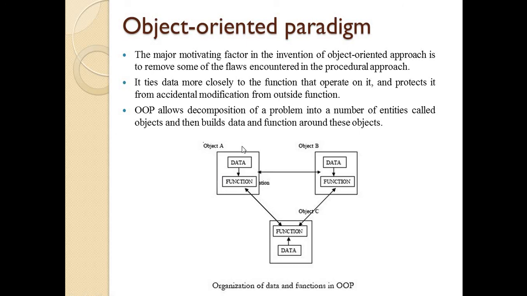Okay, so this is how we follow object-oriented programming. OOPS allows decomposition of a problem into a number of entities called objects, and then it builds the data and functions around these objects. All these objects belong to separate classes. Each class will have its own data members and functions, and then from the main program, we can access the data and functions of a particular class with the help of the object which has been created.